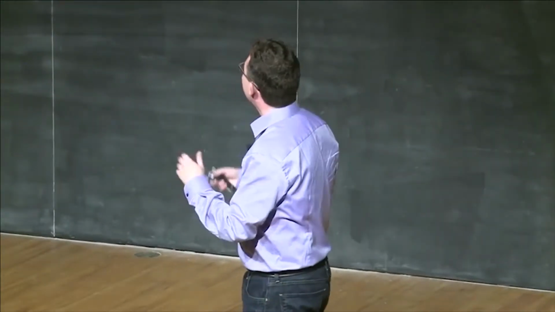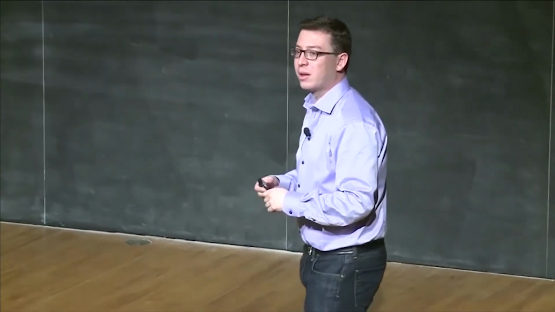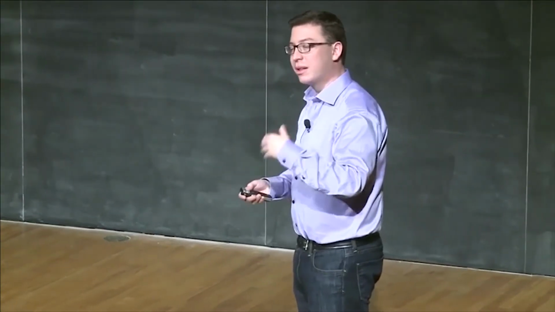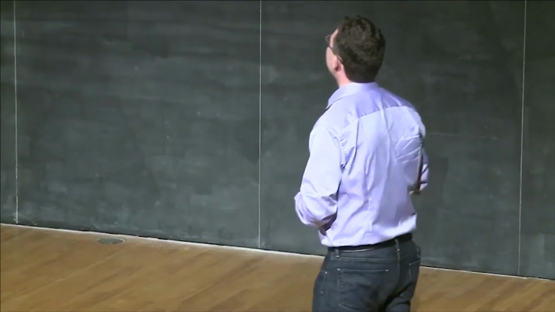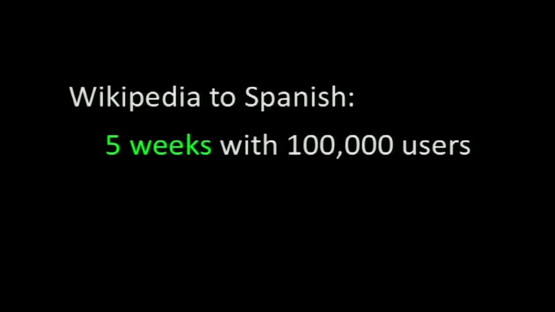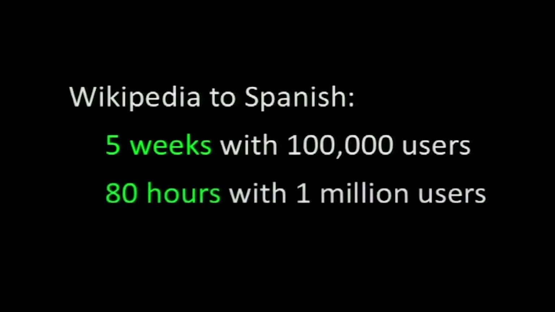Okay, now, even though we're combining the translations, the site actually can translate pretty fast. So let me show you, this is our estimate of how fast we could translate Wikipedia from English into Spanish. Remember, this is $50 million worth of value. If we wanted to translate Wikipedia into Spanish, we could do it in 5 weeks with 100,000 active users, and we could do it in about 80 hours with 1 million active users. Since all of the projects that my group has worked on so far have gotten millions of users, we're hopeful that we'll be able to translate extremely fast with this project.